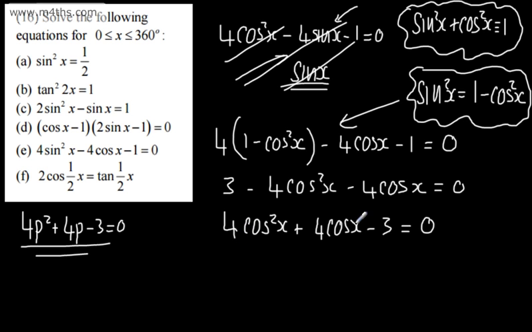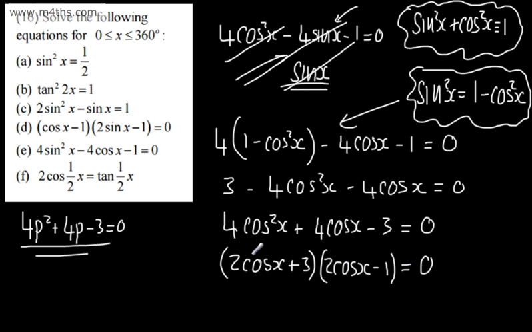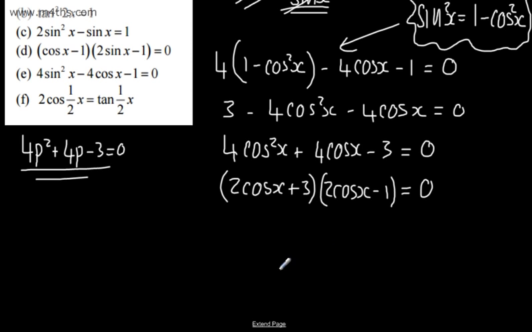What's this going to be? 4 times negative 3 is negative 12. That will give me 6 and 2. I think this is going to factor to 2 cos x plus 3, and then we're going to have 2 cos x minus 1. Hopefully that's going to work. Let's just check that. 4 cos squared x minus 2 cos x plus 6 cos x, that works, and then minus 3. Nice.